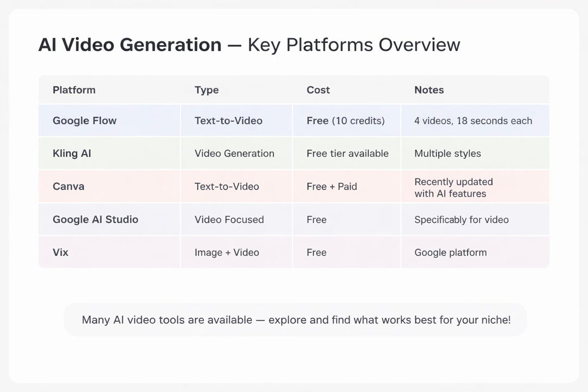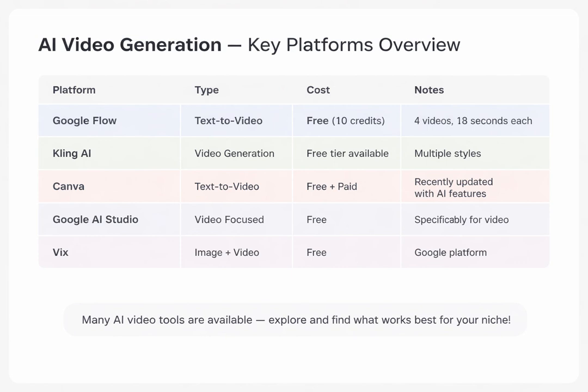Google Flow gives you 10 free credits, which lets you create about 4 videos of up to 18 seconds each, a great starting point. Kling AI is another option with a free tier. Canva has also been heavily updated and now supports text-to-video generation, which is very convenient since many students are already familiar with Canva. Google AI Studio is specifically designed for video creation, and Vix, which we already mentioned for images, can also generate videos. The instructor's message here is clear.